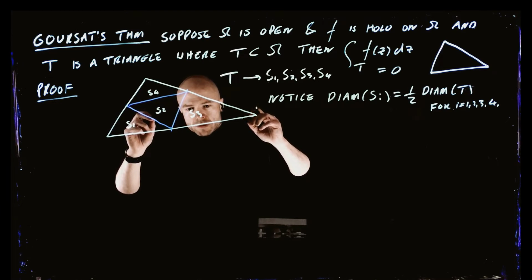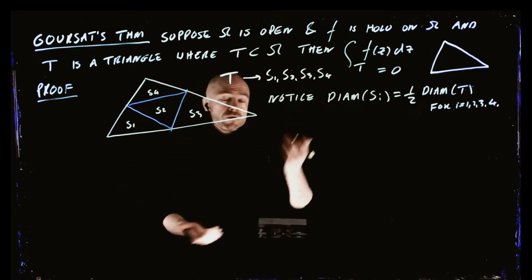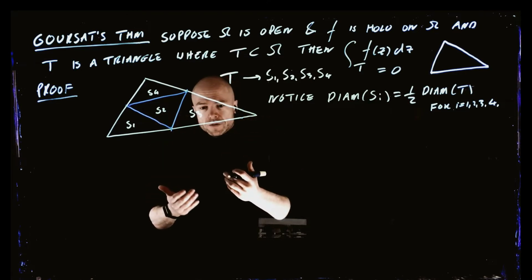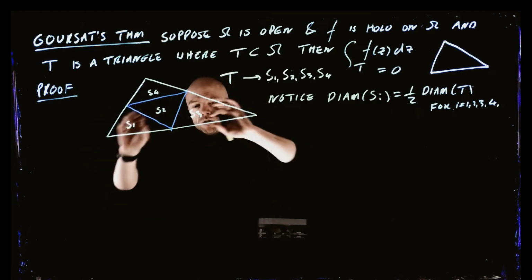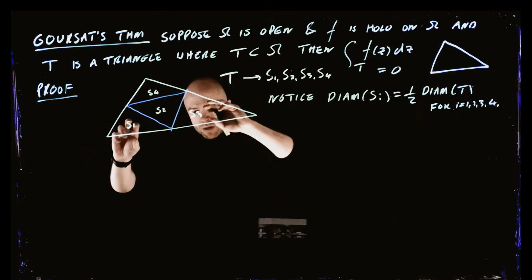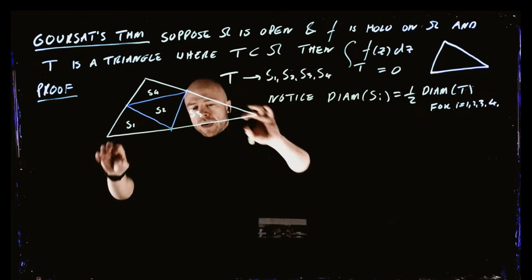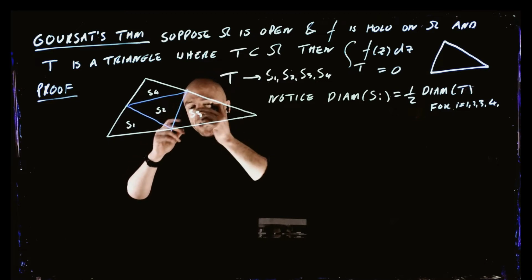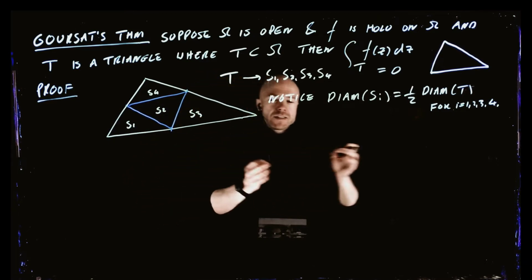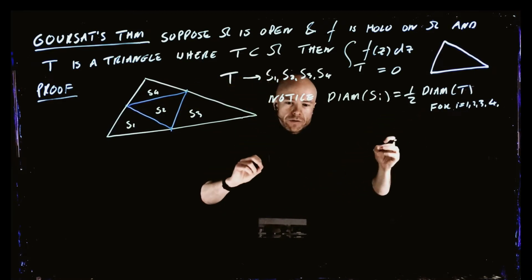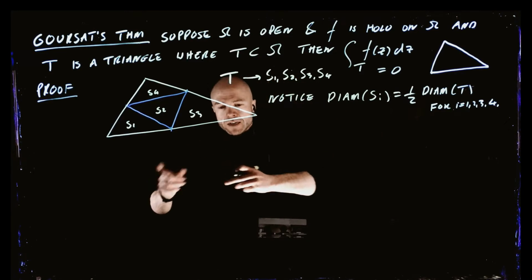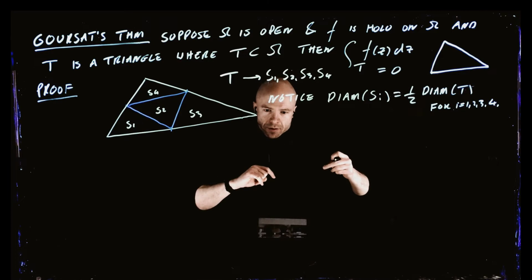Yeah? Cool. And the second thing to notice is that the perimeter is also exactly half, because the perimeter of each triangle is just the sum of all 3 lengths of all 3 sides. And each side of every child is exactly half the length of the side of the parent. Yeah? So the perimeter of each child is exactly half the perimeter of the parent.